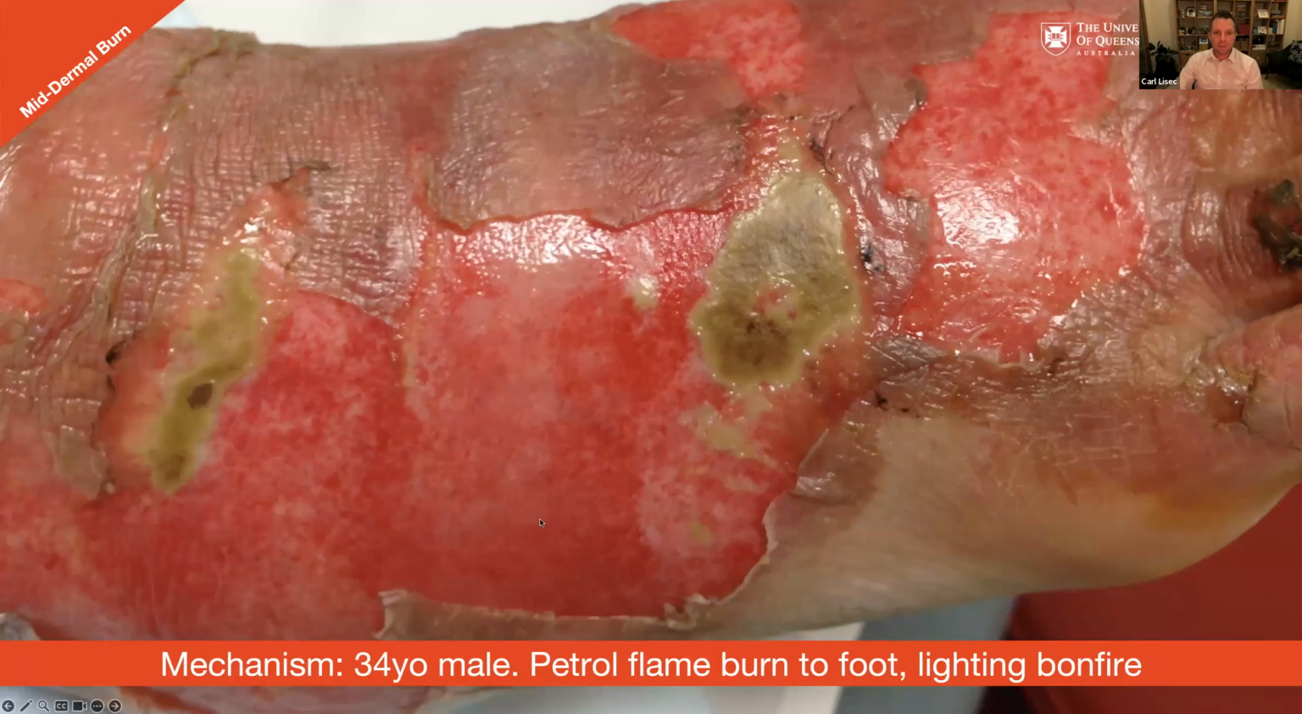Here's another good example of a mid-dermal burn, and this is a really good example of this blotchy red color that you see in the dermis. Again, we've got islands of that greeny eschar, which is probably deep dermal full thickness areas, but most of this burn on the foot here is actually mid-dermal. What we think is going on here is that all of that red staining is probably damage to capillaries in the mid-dermis, and we get extravasation of red blood cells and staining of the dermis, giving it that red appearance.